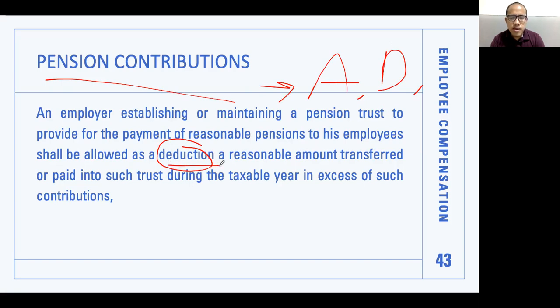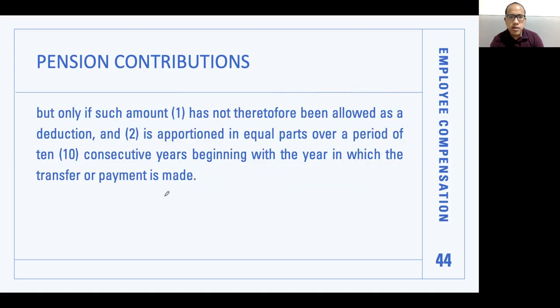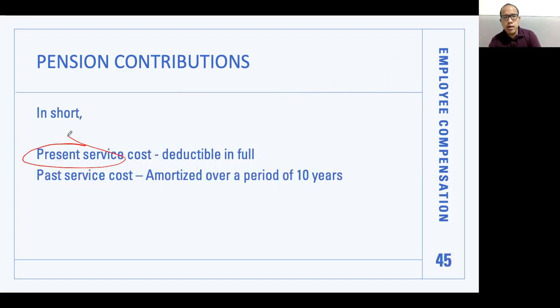But how do we compute for the allowed deduction? So it must be a reasonable amount transferred or paid into such trust fund during the taxable year in excess of such contribution. But only if such amount has not theretofore been allowed as deduction or is apportioned in equal parts over a period of 10 consecutive years. In summary, medyo mahaba yung provision ng tax code natin eh. If you refer to present service cost, it must be deductible in full. If past service cost yan, amortized over a period of 10 years.